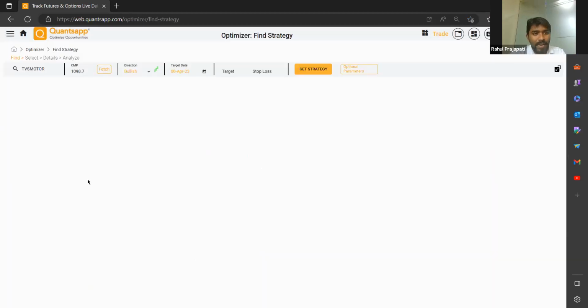Okay, so it's a very magical tool, right? See, it's TVS Motor. That is fine. Next, I need to tell it that my view is bullish. Your view can be bearish, it can be either side, or it can be oscillating, right? So I'll tell it, my view is bullish.